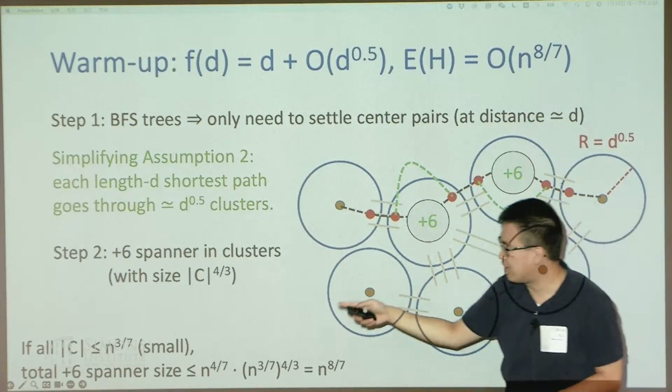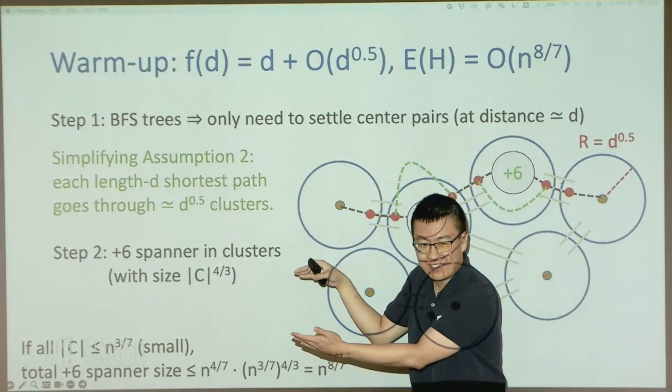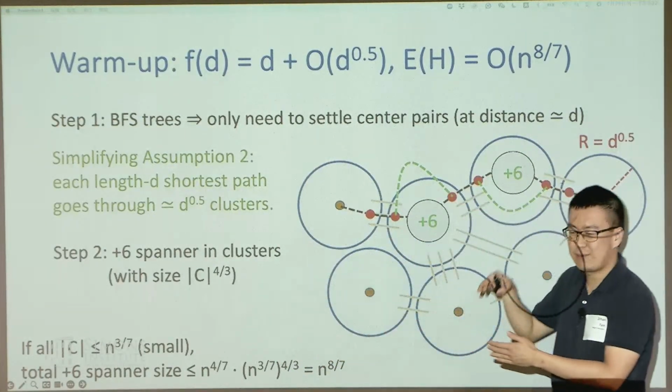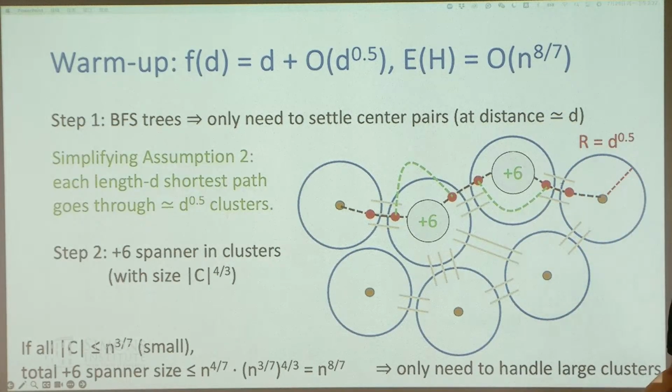Small, how small? Smaller than n to the 3/7, because this term to the 4/3 is n to the 4/7, which is a plus 1/7 overhead here. Okay. Everything on this slide, okay? As long as all the clusters are small, we're done, because we plant a +6 spanner inside it, and the total size will be bounded.